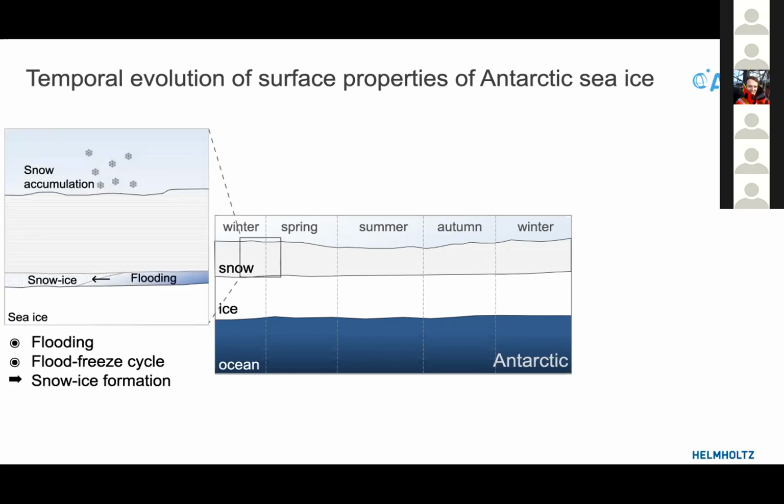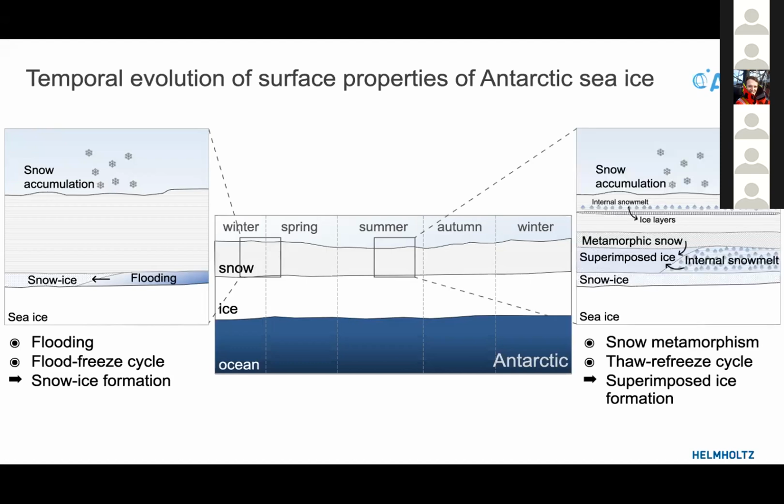On the one hand, during winter and spring, due to the thick snow layer on top of the sea ice, this might cause the snow-sea ice interface to go below the water level, leading to flooding of the snow-ice interface. This flooded area is refreezing, and during this refreezing, new ice is forming, and this is the so-called snow ice.